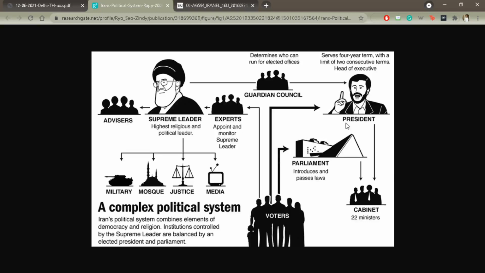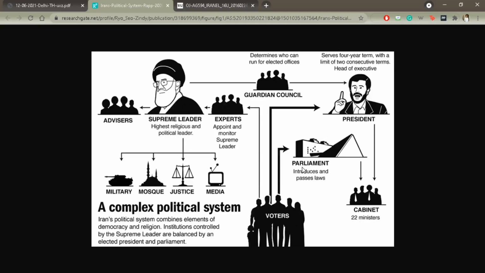And there are these other bodies. The president works along with the cabinet and a parliament. We all know what a parliament does: introduces laws, passes laws. The president is the one who finally approves them. However, the supreme leader is the one that finally confirms them.